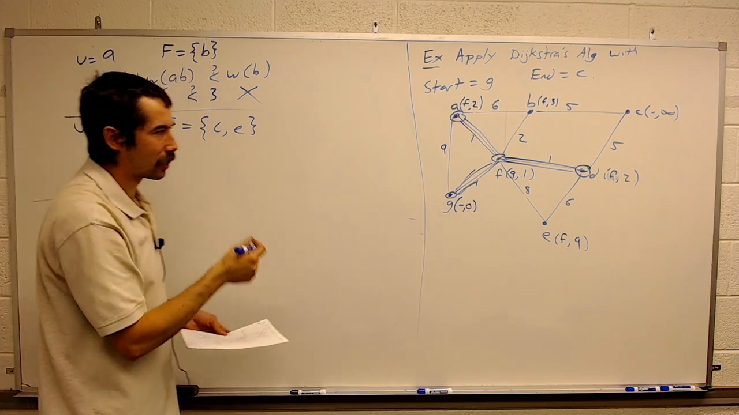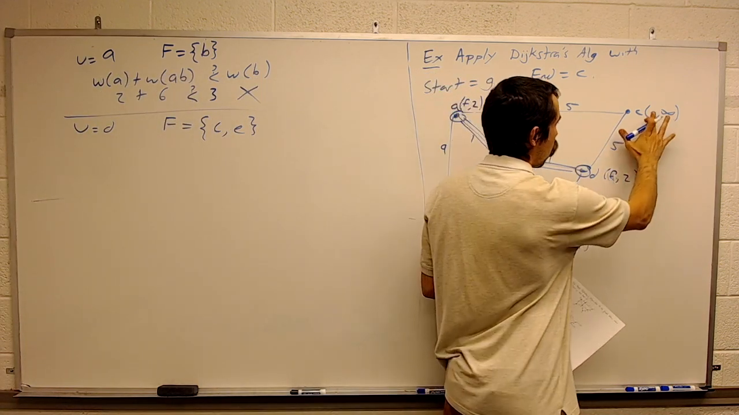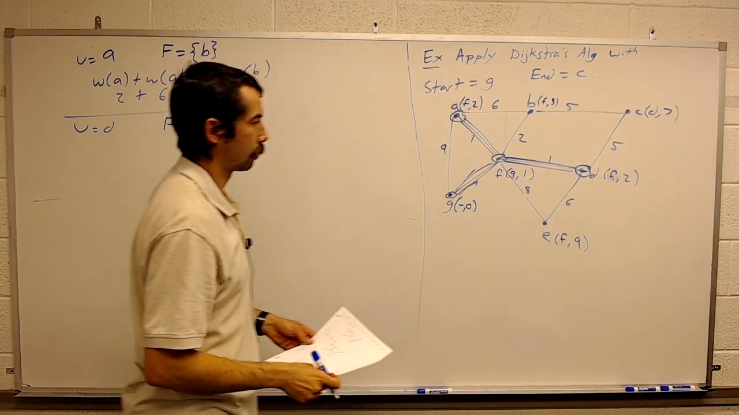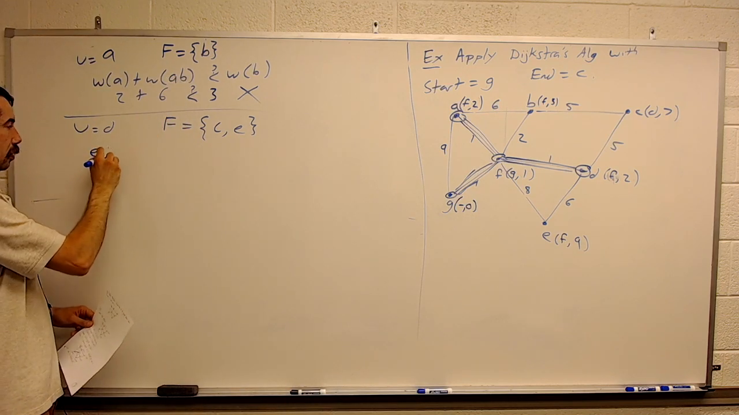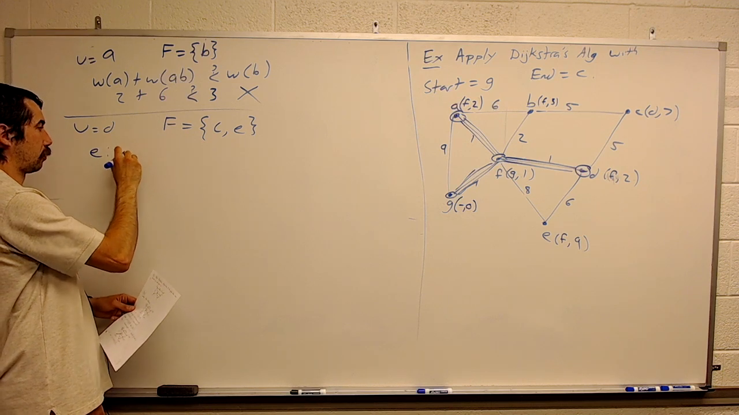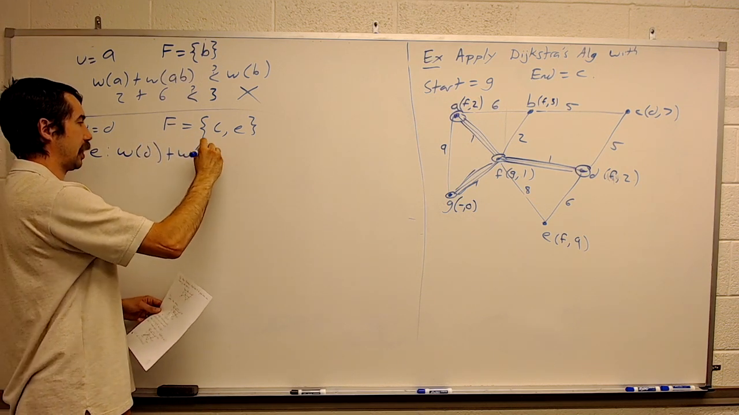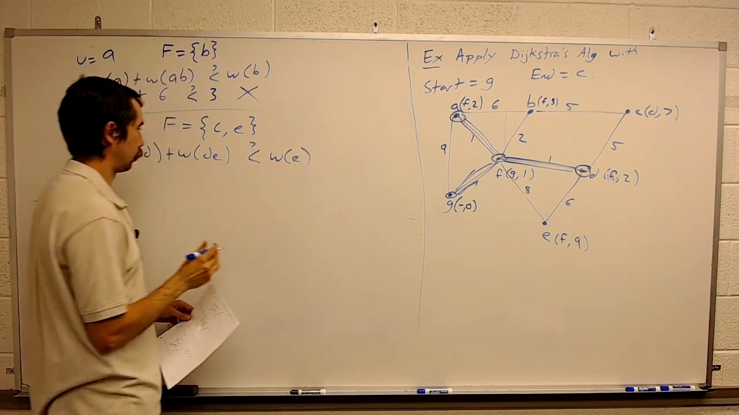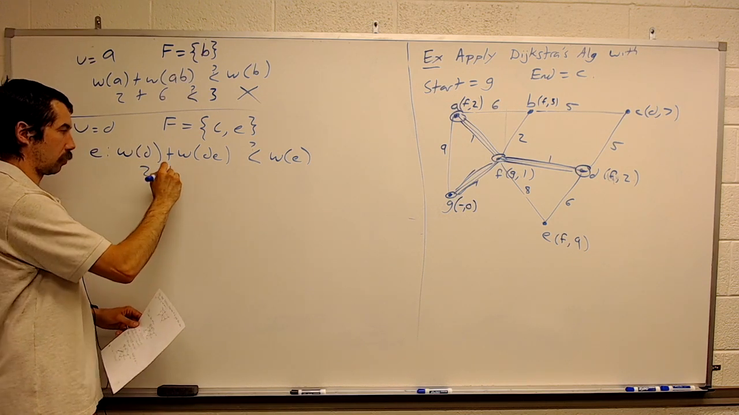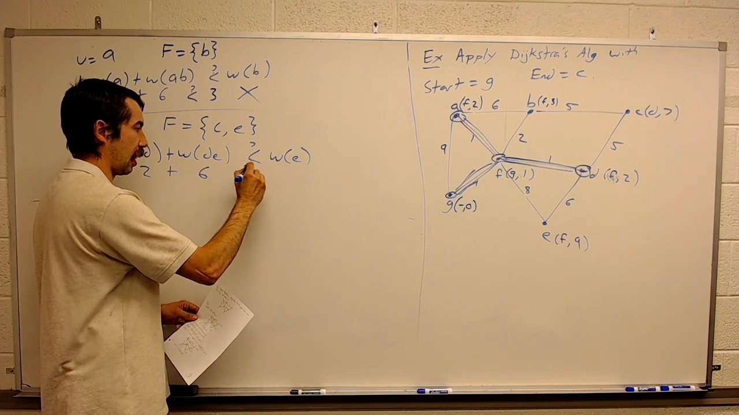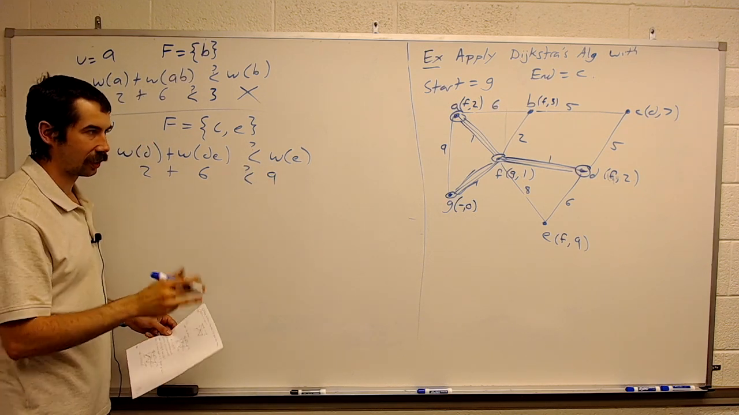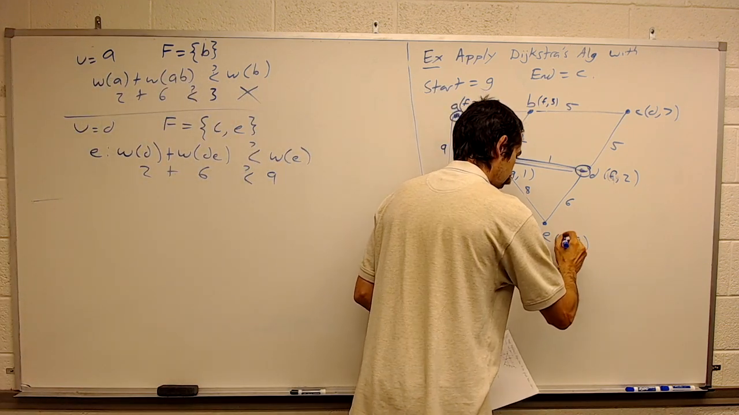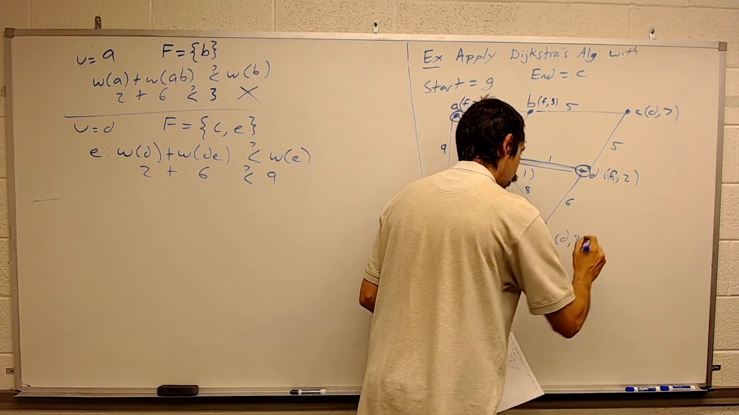All right, so let's do each of these. C, we don't really have to write out the steps. Since it has this label of infinity, we know we're going to do D7, right? 2 plus 5 is 7. But let's check for E. Is the weight of D plus the weight of DE less than the weight of E? 2 plus 6, is that less than 9? Yes. Okay, so we update this label to D, and not 9 anymore, but 8.